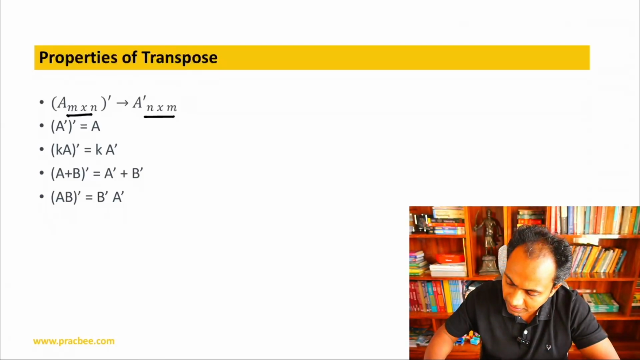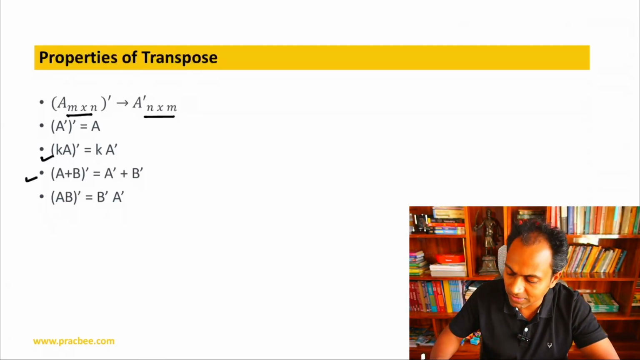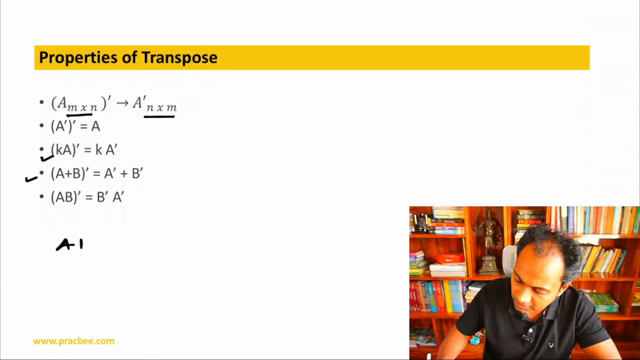If I multiply by k, it is going to have no impact. I can take k outside. It distributes over addition, and it distributes over subtraction. But in the case of multiplication, it is very interesting. This is used quite often.